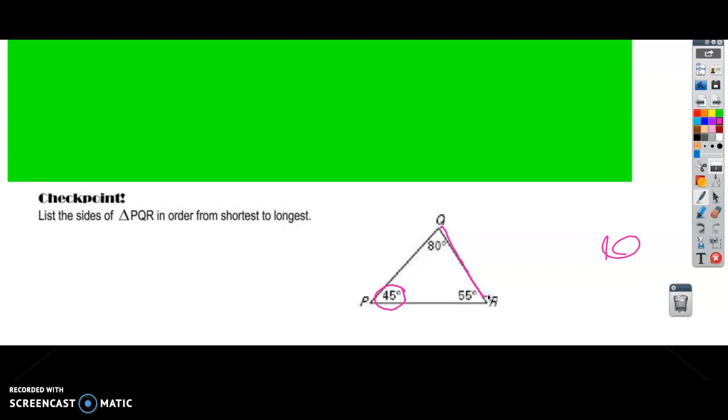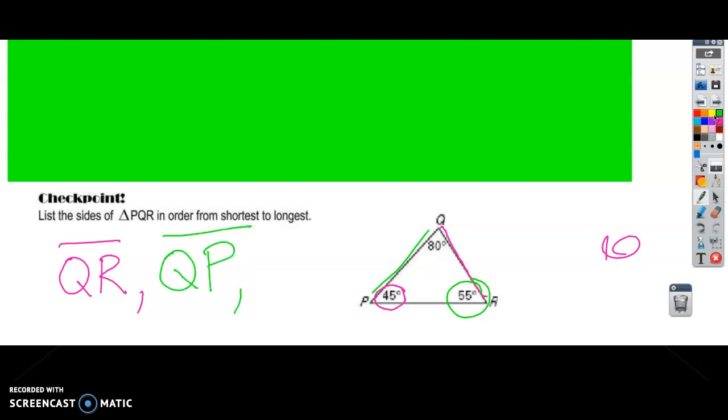They asked us to order from shortest to longest, so we'll name that side first. Now we're naming the side, not the length of the side. It's a name, so we put a line over the top of it. Then the middle length is across from the 55. It doesn't really matter if you name it PQ or QP, because we're not saying it's congruent to anything. And then the last side is across from 80 degrees, and that has to be PR. But make sure you put the line over the top of the name.